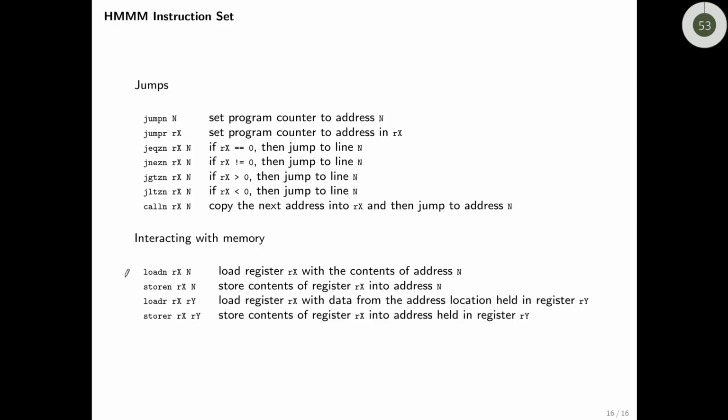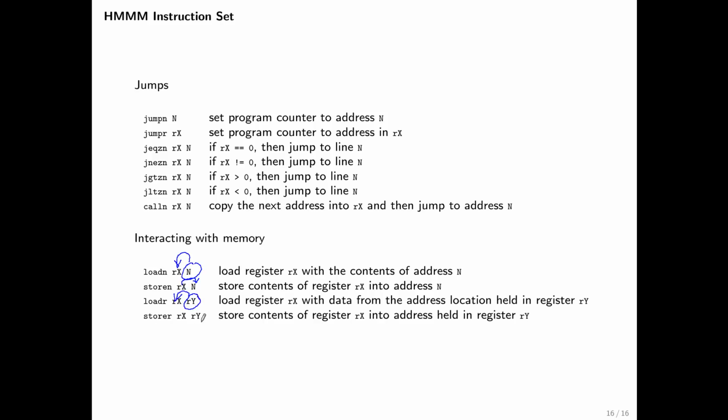And then you have these instructions to interact with memory. You can load the value in memory at this address into this register. You can store the value in this register at that location in memory. And then here, what you do is you load a value from the memory location that is given by this register into this register. So the memory location is given by a register here.